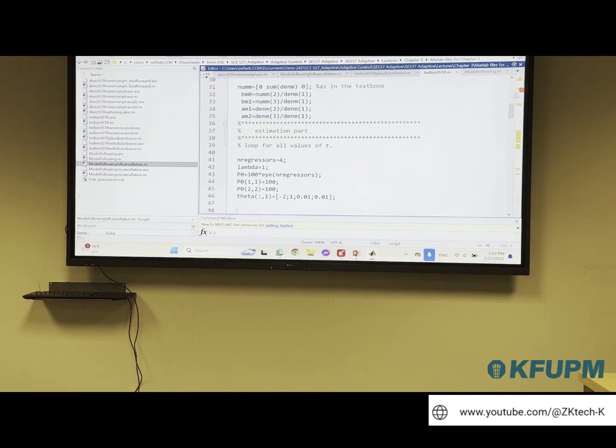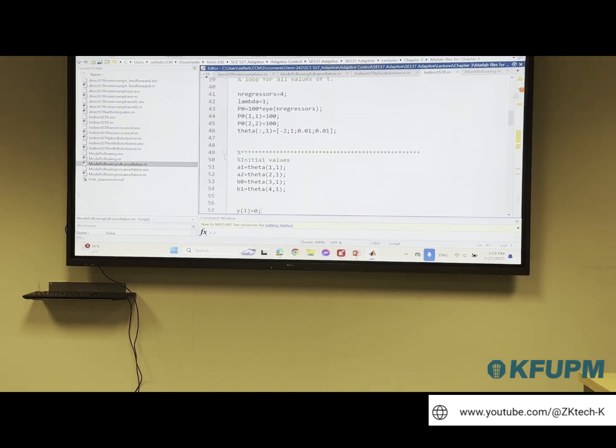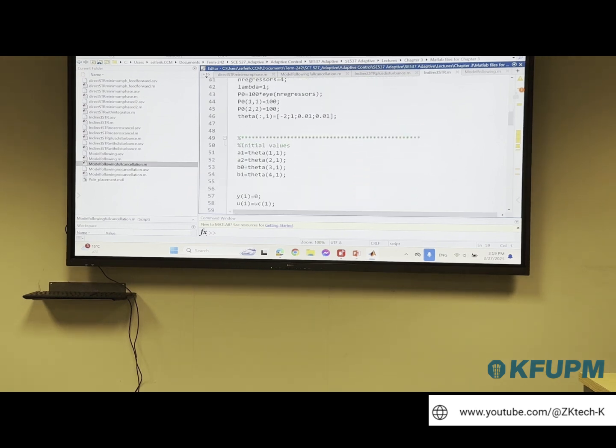Then I took an initial value of theta. And the initial value of theta that I took here, you can see it's very far from the real values: -2, -1, 0.01, and 0.01. What I did make sure of, however, is that the denominator is stable, so it gives me zeros. The poles are within the circle. But the numerator, I just put anything. Then I took the initial value for these coefficients, and I started my loop estimation.